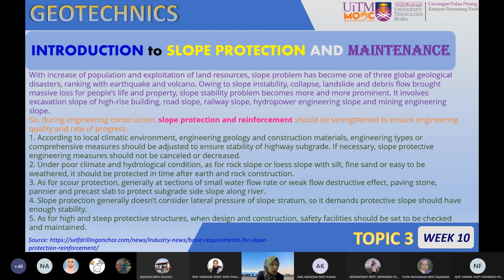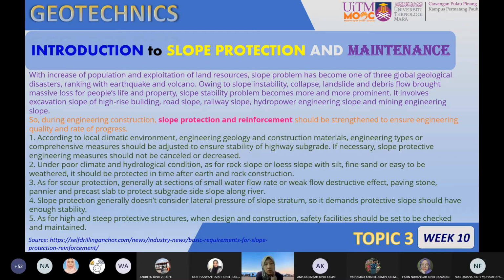First, according to the local climate environment, engineering geology, construction materials, and engineering types, comprehensive measures should be adjusted to ensure the stability of the highway subgrade. If necessary, slope protective engineering measures should not be cancelled or decreased. Slope protection and reinforcement also need to be taken into consideration when dealing with poor climate and hydrological conditions. As for rock slopes or looser slopes with fine silt or easily weathered material, they should be protected in time after earth and rock construction. As for scour protection, generally at sections of small water flow rate or weak flow disruptive effect, use paving stone, pannier and precast slab to protect the subgrade side slope along the river.